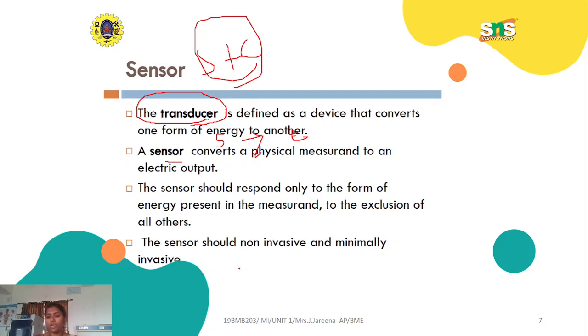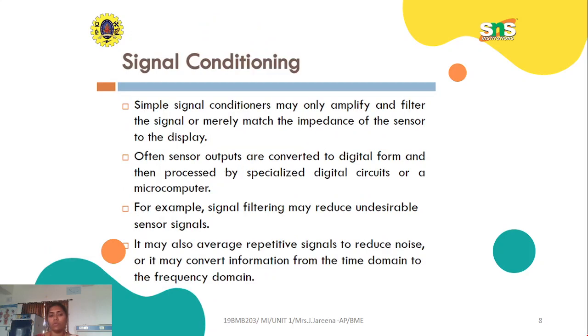So the sensor should be non-invasive or minimally invasive. This is very important when you are designing. Invasive means we have to get many ethical clearances, and it may not be comfortable for the person to have the sensor placed that way. So it is highly recommended that the sensor be either non-invasive or minimally invasive. The second component is signal conditioning.